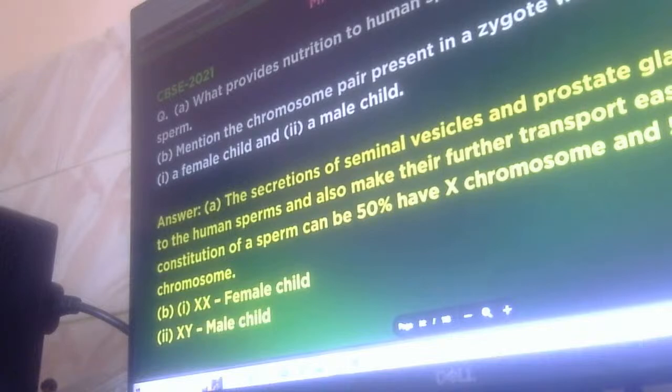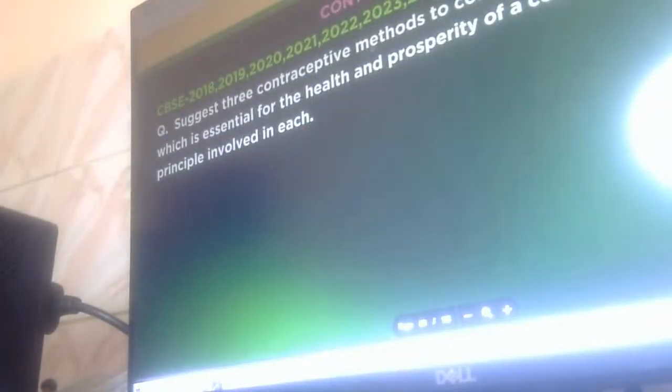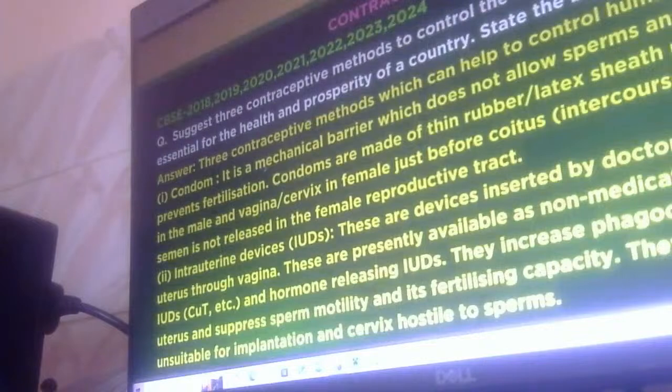Genetic constitution and so on. Ooh, genetic constitution is XY chromosomes. Zygote, which determines a female child is XX, male child is XY. That is three contraceptive methods. Human population. See the basic principle. Okay, what happens in each? Okay, chemical barrier, prevent fertilization, rubber or latex.